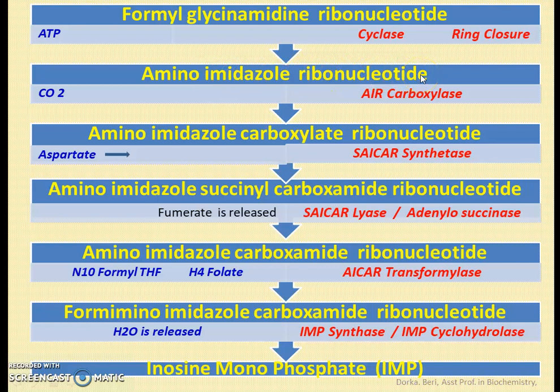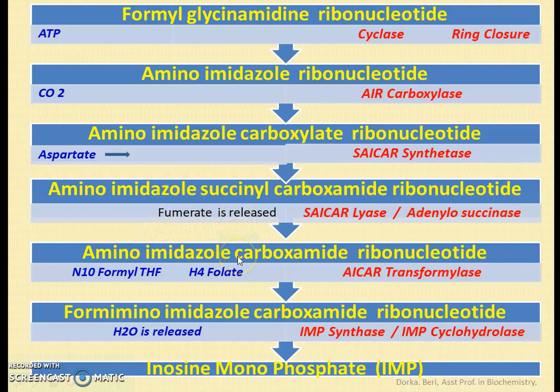You can pause this and see the reactions carefully. As the time is approaching, I am going faster, but you can stay on this slide and observe carefully. Aminoimidazole carboxylate ribonucleotide is converted to aminoimidazole succinyl carboxamide ribonucleotide. So a succinate group is added here. It is donated by the aspartate for the sake of the amino group, and this is converted to aminoimidazole carboxamide ribonucleotide, where the fumarate molecule is released.